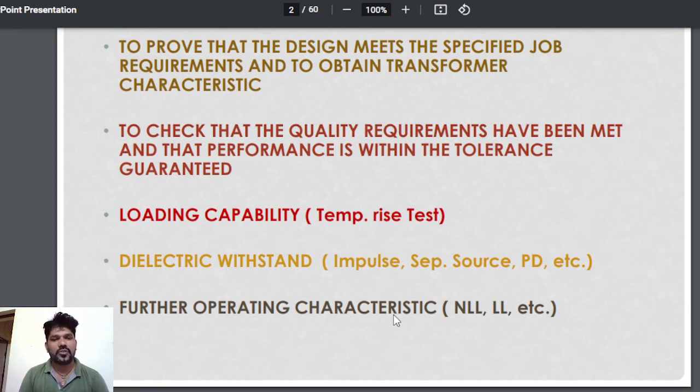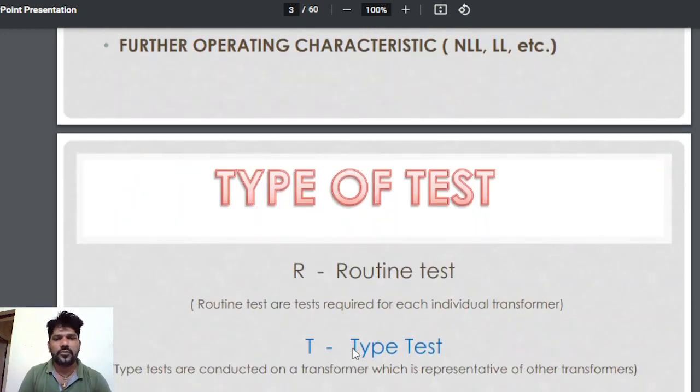Loading capabilities have to be found out. Dielectric withstand: any type of impulse, and separate source voltages, such different voltages when they come on the transformer, whether it will withstand or not, whether the insulation is properly designed or not, we have to find out by checking the electric strength. Further, operating characteristics have to be found out while doing the testing.